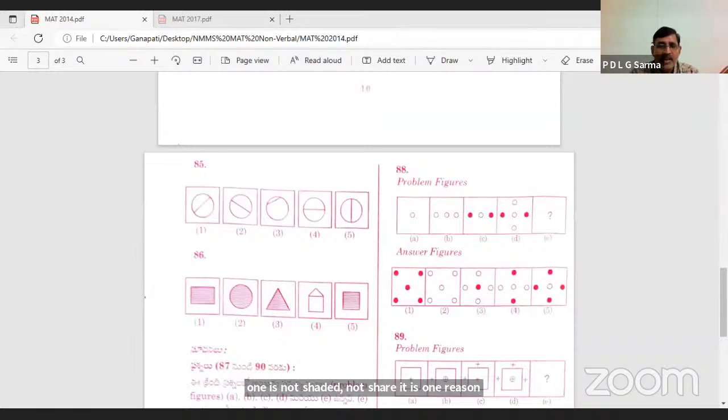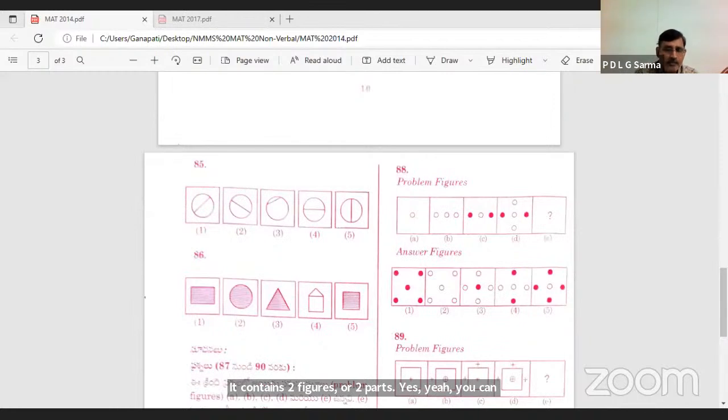And one more reason is, you can see all the other figures are made up of only one figure, whereas this contains two figures or two parts. Yes, you can see two parts in that. So clearly the fourth one is the answer.